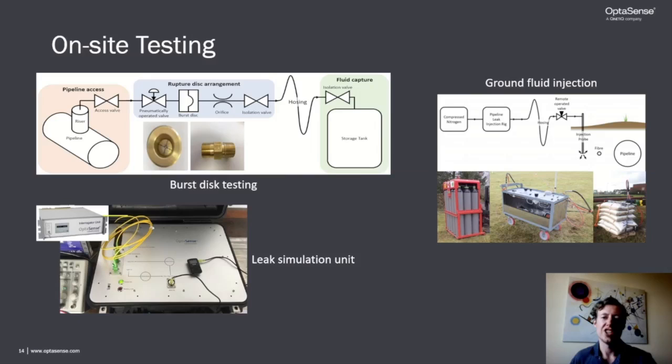Burst-its testing allows us to generate negative pressure pulses at convenient access valves. Ground fluid injection probe allows simulation of orifice noise, strain, and temperature effects on the fibre by injecting fluid at high velocity into the ground. Our leak simulation unit allows us to replay signals obtained from leak tests onto any system at suitable access points.